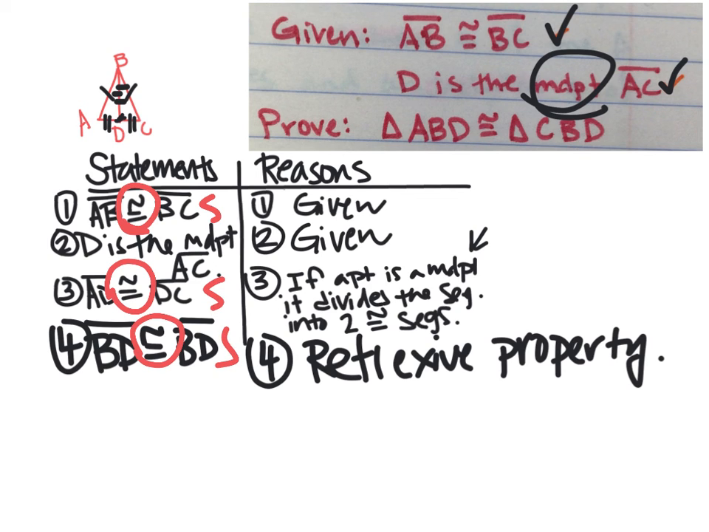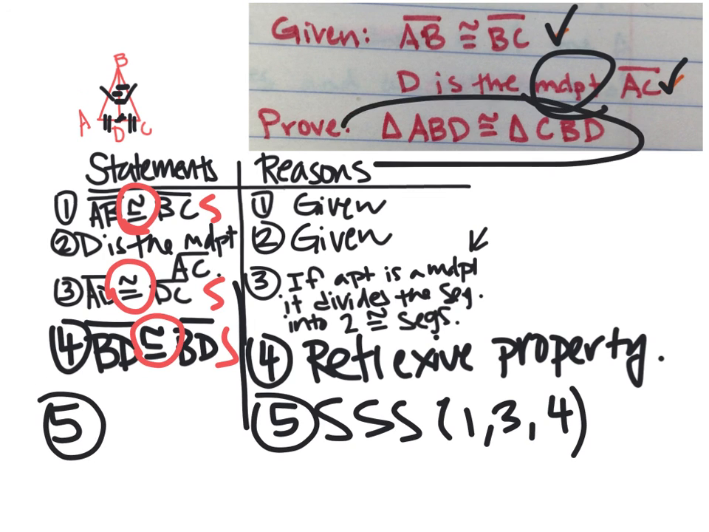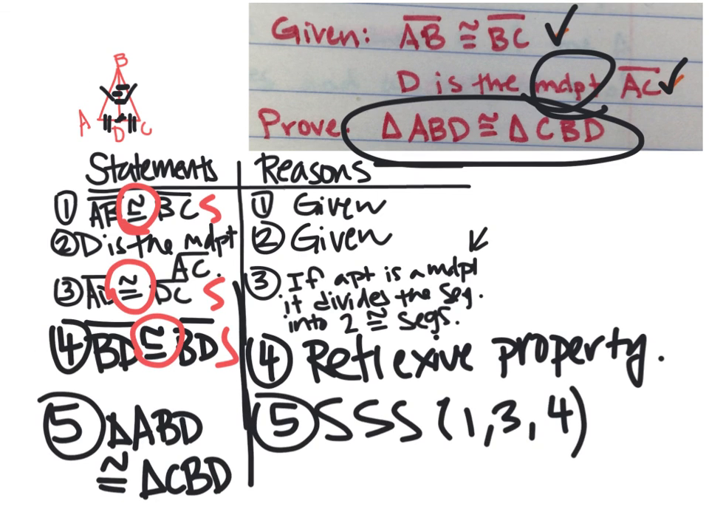So I know that my reason at the very end here for number 5 is going to be side, side, side. And I found that in step 1, in step 3, and in step 4. Those are the step numbers. On number 5, well, what does that mean? That actually means this very last statement, and that's what I always write. That is the last thing I always write, that triangle ABD is congruent to triangle CBD. And there I'm done with my proof.